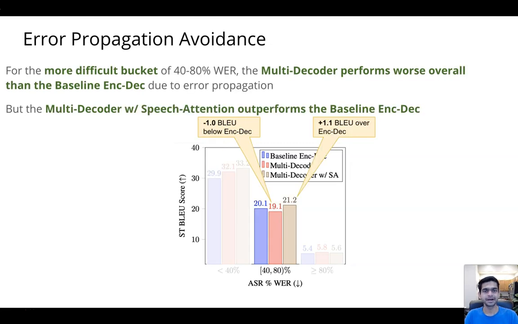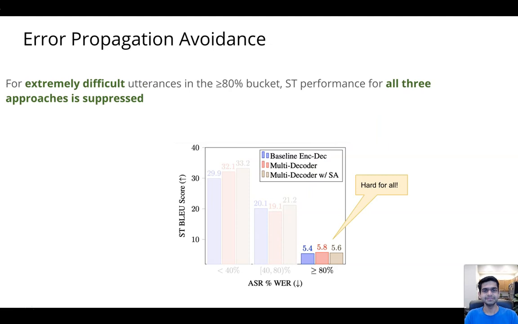However, in the more difficult bucket of 40% to 80% word error rate, the multi-decoder performs worse overall than the baseline encoder-decoder due to its susceptibility to error propagation. Speech attention fortunately can resolve this problem. We found that in the same bucket where the multi-decoder suffers from error propagation, the multi-decoder with speech attention is still outperforming the baseline encoder-decoder. For extremely difficult utterances in the greater than 80% bucket, ST performance for all 3 approaches is suppressed.